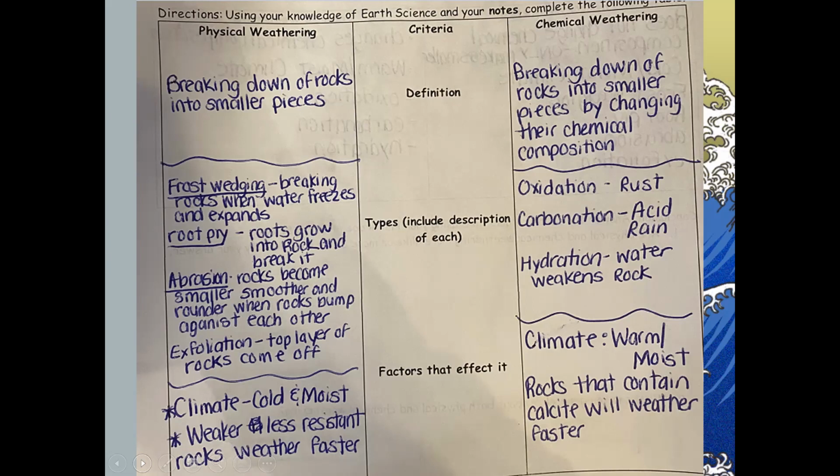Over on the chemical side, we already did that chemical weathering is the breaking down of rocks into smaller pieces by changing their chemical composition. The three types this time are oxidation, where all you need for a description is rust; carbonation, which is acid rain; and hydration, which is when water weakens the rock. The factors that affect chemical weathering: climate, a warm and moist climate, and rocks that contain calcite will weather faster.